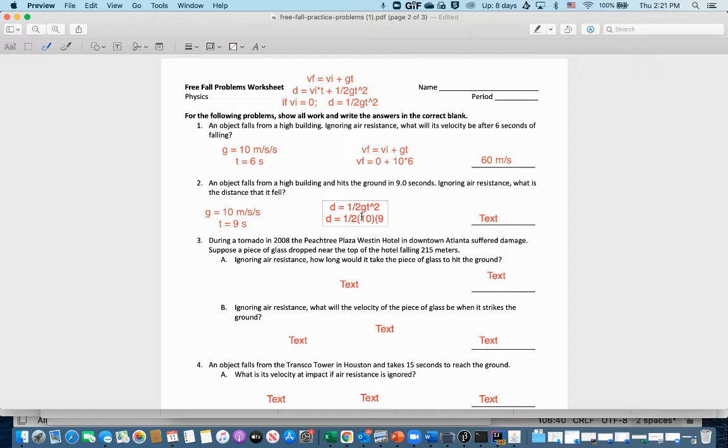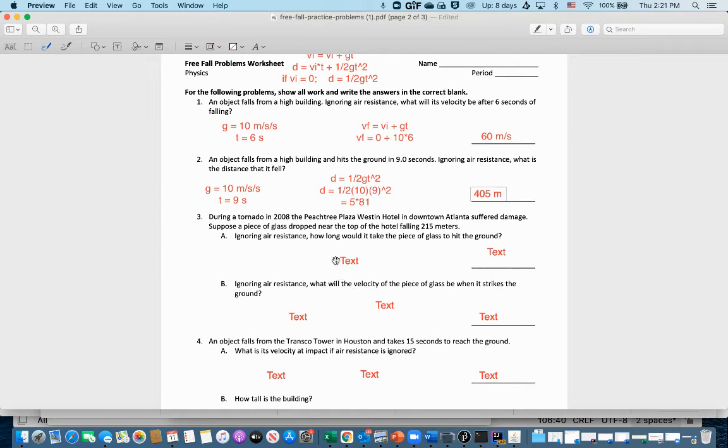So this is 9 squared. I'm going to do half of 10, the first part, that's 5. And then 9 times 9 is 81. And then I'm going to take 5 times 81. Well, I know 5 times 8 is 40. So I took off a 0, put it back on, that's going to be 400. And then 5 times 1 is 5. So 405 here. 405 meters right there.